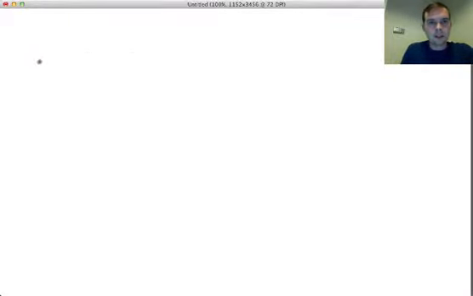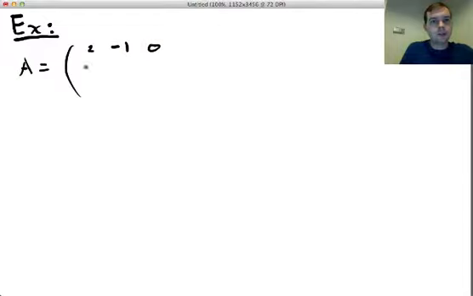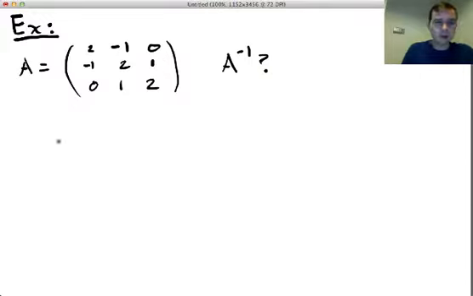Hi everybody, the first thing I wanted to show you is a simple example of matrix inversion. So let's consider the following matrix. Suppose A is equal to 2, minus 1, 0, minus 1, 2, 1, 0, 1, 2. And my goal is to compute what A inverse is. So how would I do that?